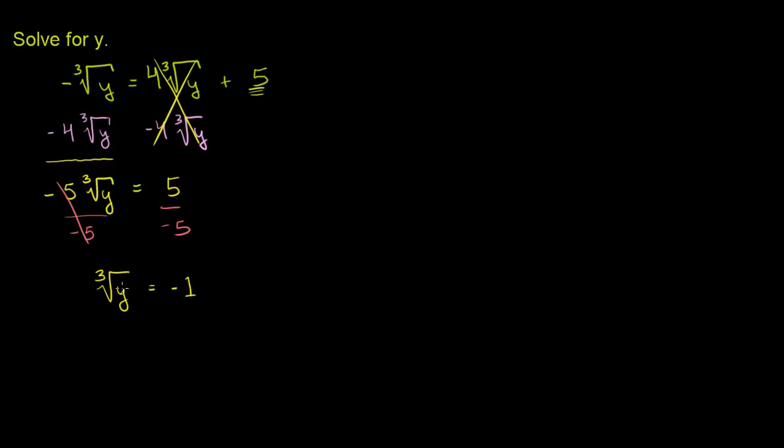Well, the easiest way to solve this is let's take both sides of this equation to the third power. And another way, this statement right here is the exact same statement as saying y to the 1/3 is equal to negative 1. These are just two different ways of writing the same thing. This is equivalent to taking the 1/3 power.